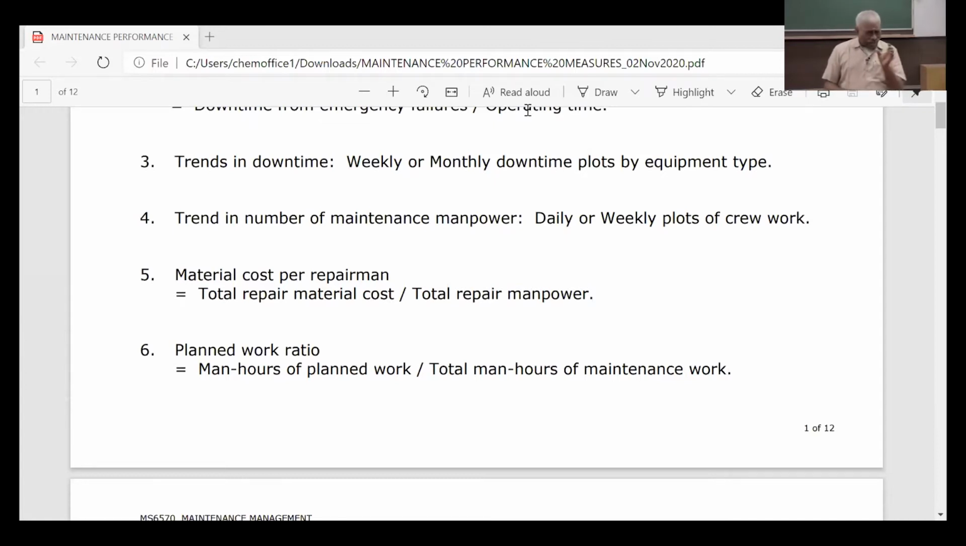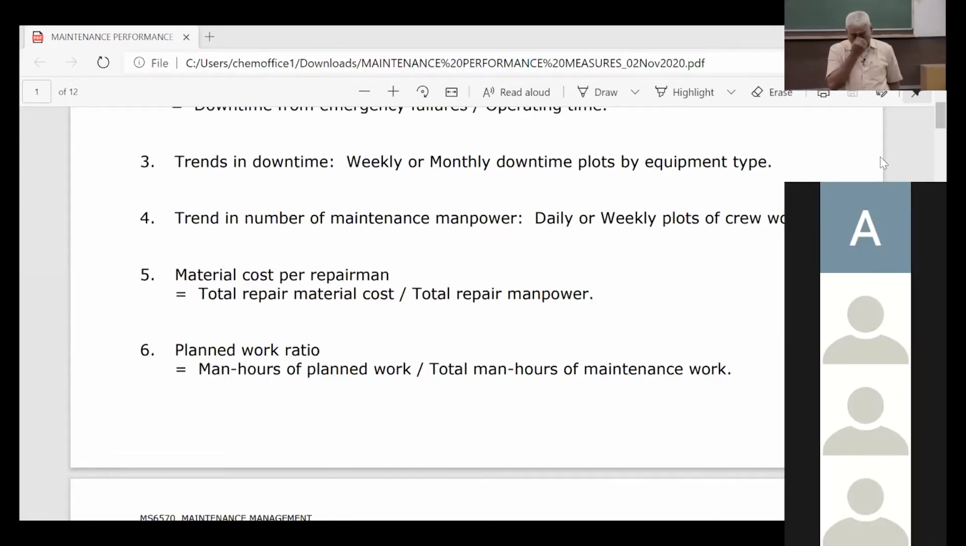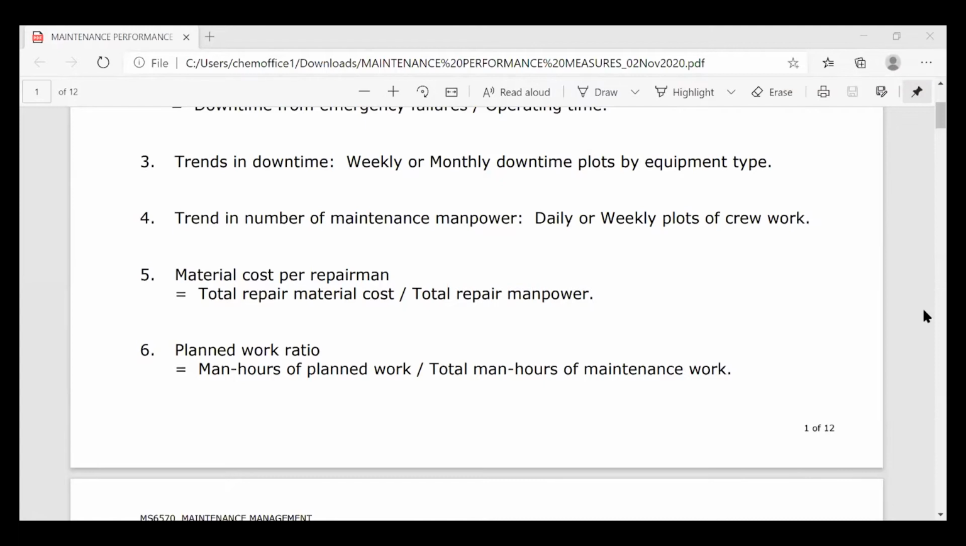Okay, so you can estimate the man hours. So that's the numerator by total man hours of maintenance work during that period. Now, in what way will total man hours be larger than planned work? What is it that will happen in maintenance where the total man hours of maintenance work will be greater than the man hours of planned work? Have you understood my question?